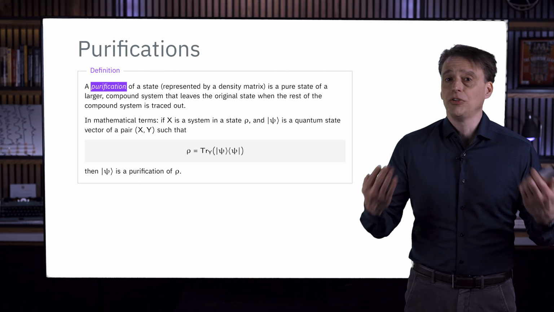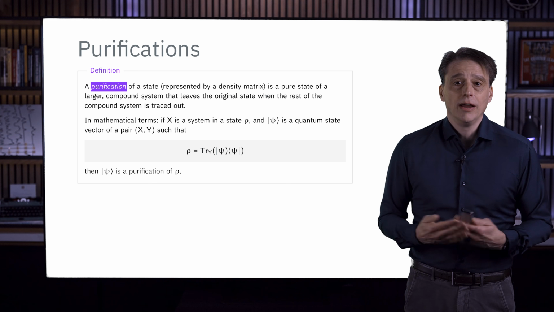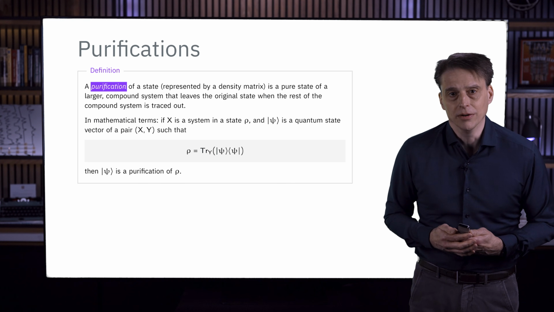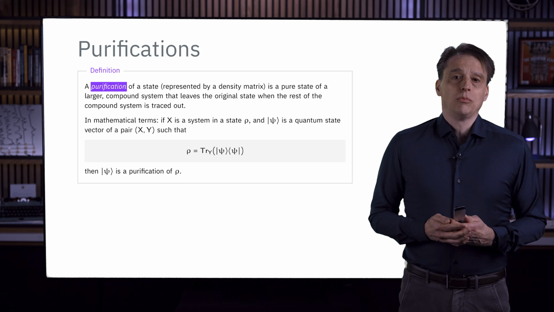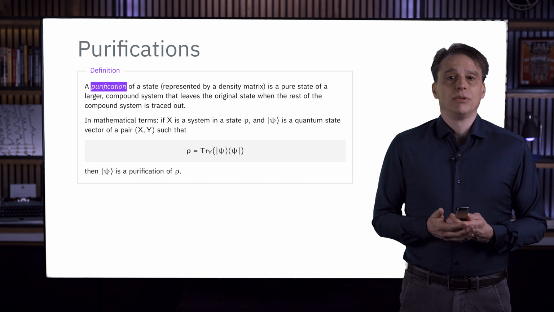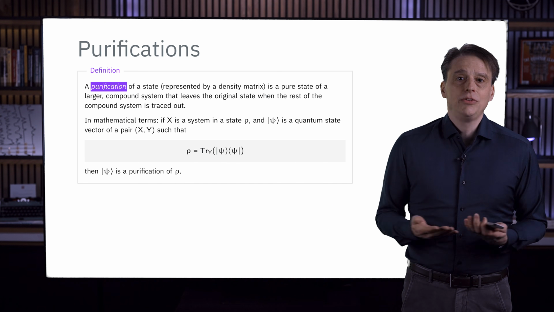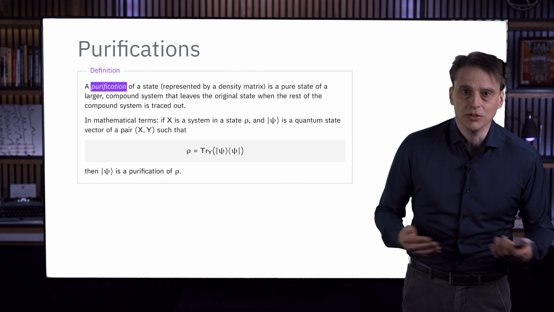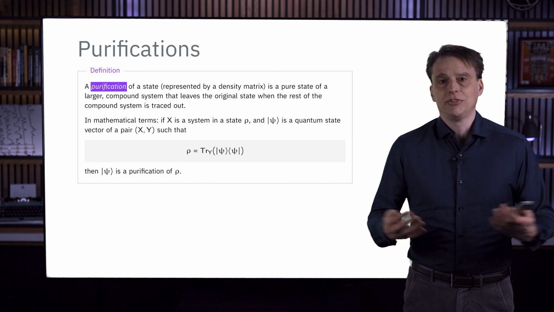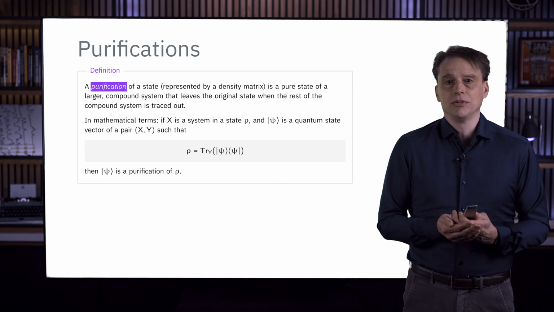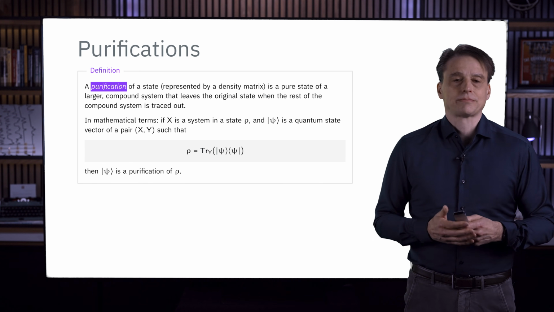Naturally, the names don't matter. We can name our systems and our states whatever we want, and the ordering of the systems also doesn't matter. For example, if the system Y was on the left rather than on the right, but everything else was the same, we'd still refer to ψ as being a purification of ρ, but we'll mainly stick to this setup for the remainder of the lesson, just for the sake of simplicity.